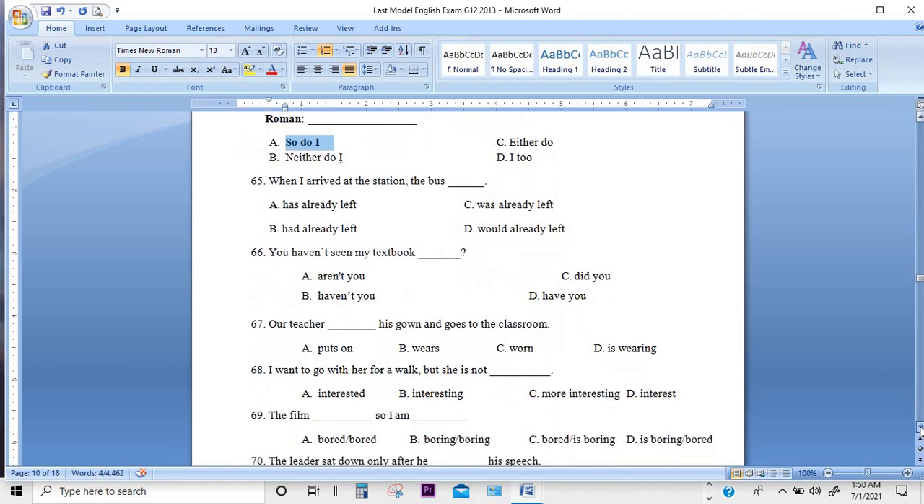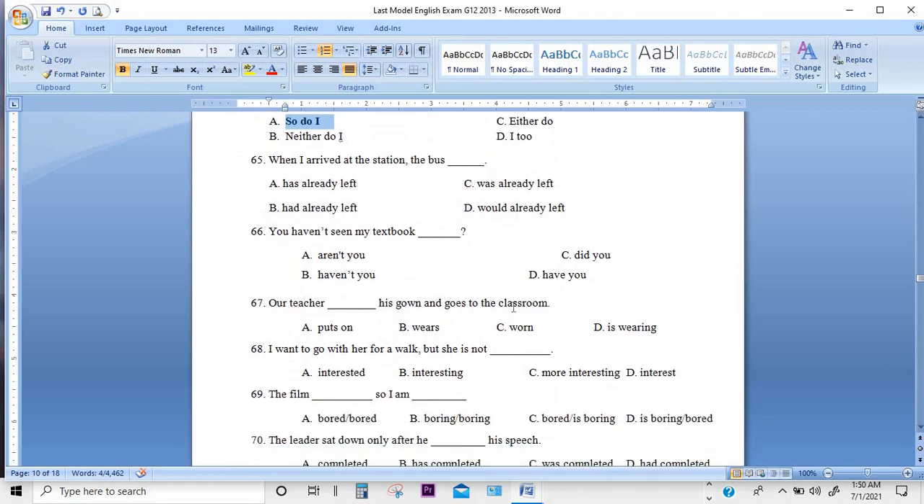Question number 65. When I arrived at the station, the bus dash. When I arrived, this is simple past. So at that time, the bus already gone. So the person missed the bus.